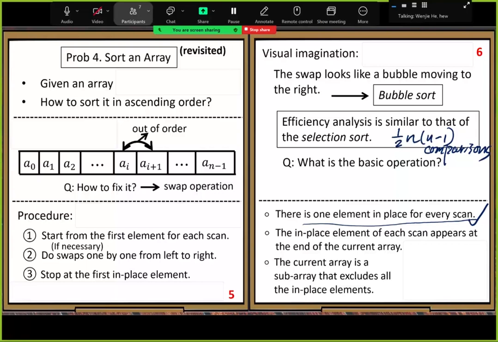That many comparisons, and only one case. Remember, in the selection sort we only had one case: best case, worst case, and average case are the same. Here, we have the same thing.